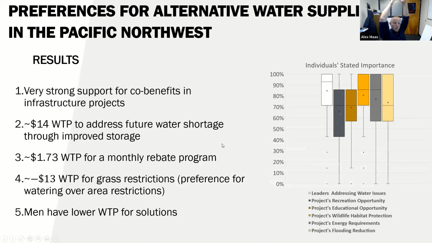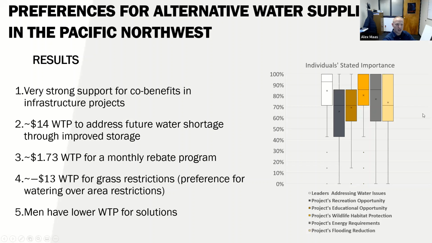So what are the results? Well, firstly, there's strong support for co-benefits in infrastructure projects. When we just ask people how much they support, including particular co-benefits, you can see here recreation opportunities, education opportunities, wildlife habitat, energy requirements. That's actually just one we asked, if we're going to have a new water supply project, how important is it that we minimize energy use around that for environmental reasons. Flooding reduction. People, if we're going to put in infrastructure, we want it to do everything, right? I mean, who doesn't want more for less, right?